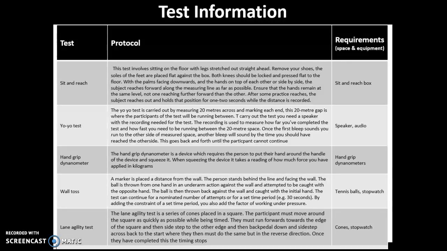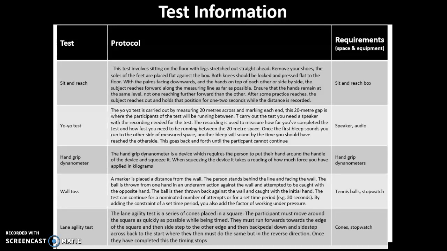The test can continue for a nominated number of attempts or for a set time period, for example 30 seconds. By adding the constraint of a set time period, you also add the factor of working under pressure. And with my client, we used 30 seconds to complete the testing. So you need tennis balls, a stopwatch, and a wall.